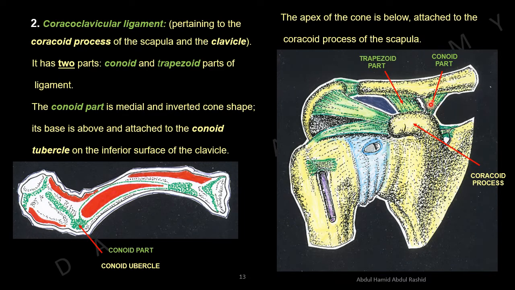It is cone shaped. You can see here, the base is attached to the conoid tubercle of the inferior surface of the clavicle. We have already mentioned earlier, it is below the posterior border of the clavicle at the junction between the lateral third and medial two thirds. So here is attached the base of the conoid part. The apex of the conoid part of the ligament is attached below to the coracoid process.